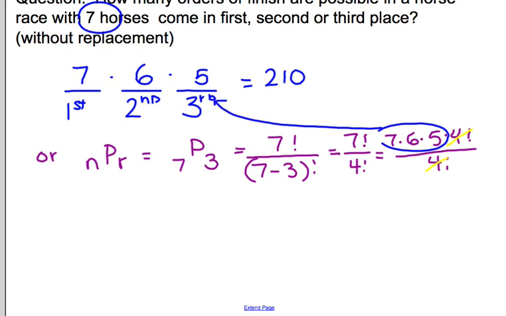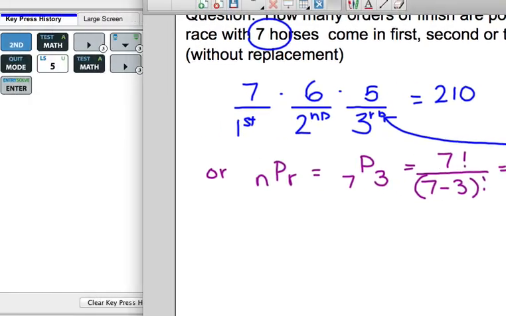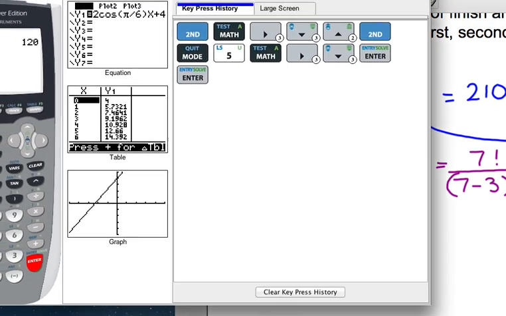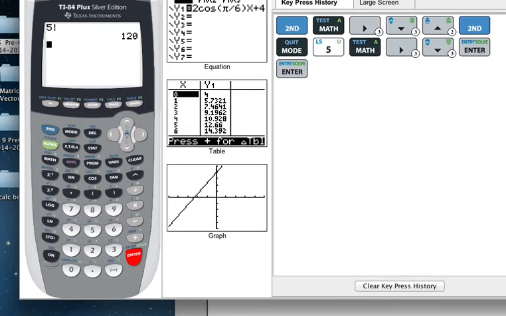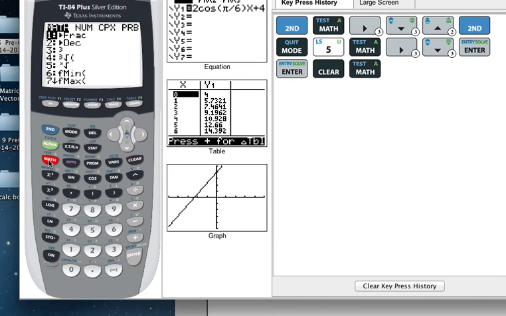All right, I'm going to push this slide off here and clear this screen. Now I'm going to show you where the permutation is on the graphing calculator. Go to Math again, arrow over to PRB. Now look at the number 2. It says nPr. That's the one we're going to choose.